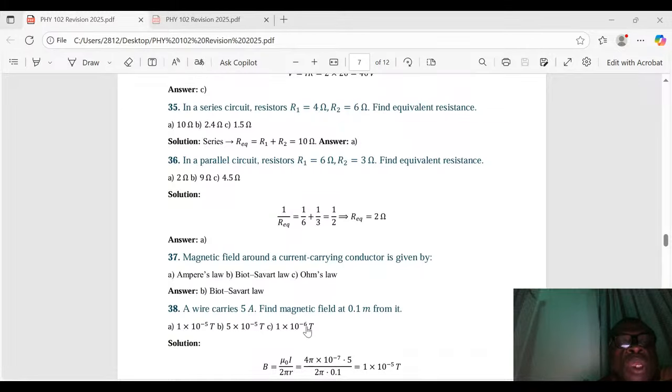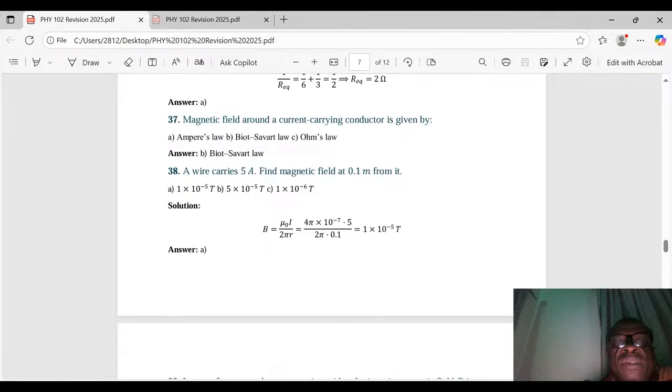So we move on to number 37. The magnetic field around a current carrying conductor is given by A. Ampere's law, B. Biot-Savart law, C. Ohm's law. The correct answer is B, Biot-Savart law. Take that question again. The magnetic field around a current carrying conductor is given by A. Ampere's law, B. Biot-Savart law, C. Ohm's law. The correct answer is B, Biot-Savart law.